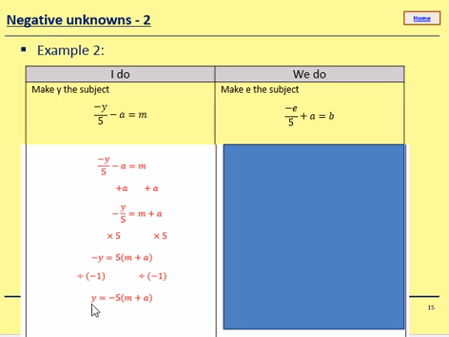That leaves us with y equals negative 5 bracket m plus a. The reason this sign inside the bracket hasn't changed is because it's being multiplied by the 5 outside the bracket. So if you want to see what that looks like, try at this stage expanding the brackets and then dividing by negative 1. Please pause the video and work through the we do yourselves.